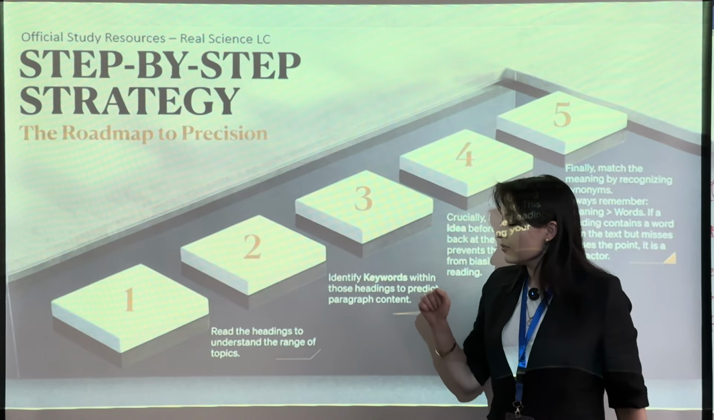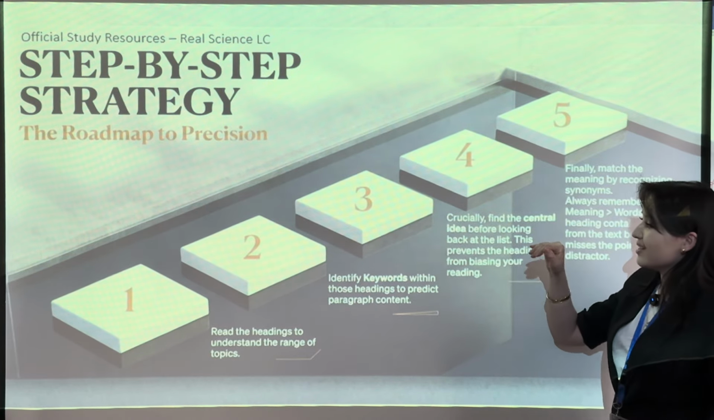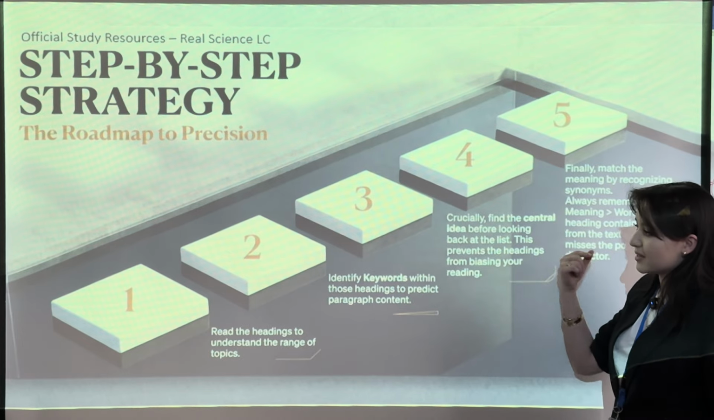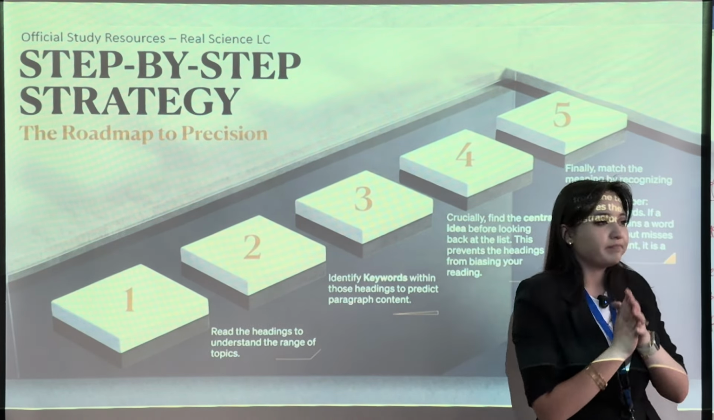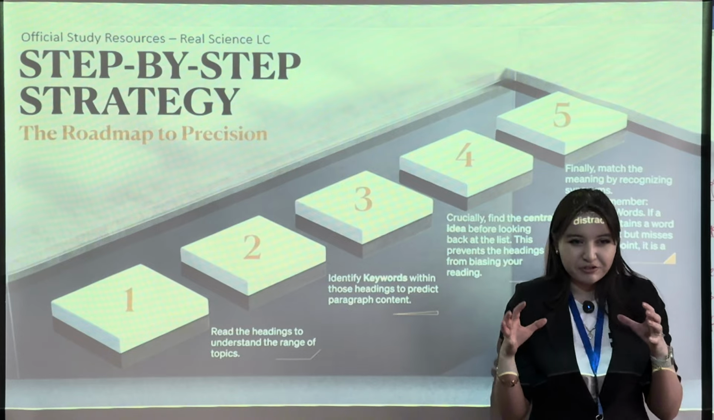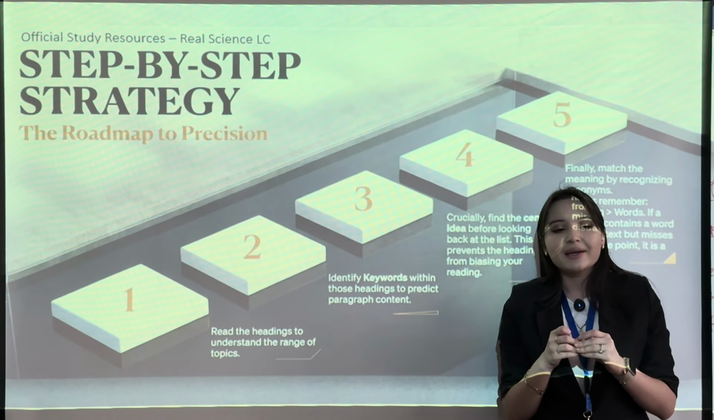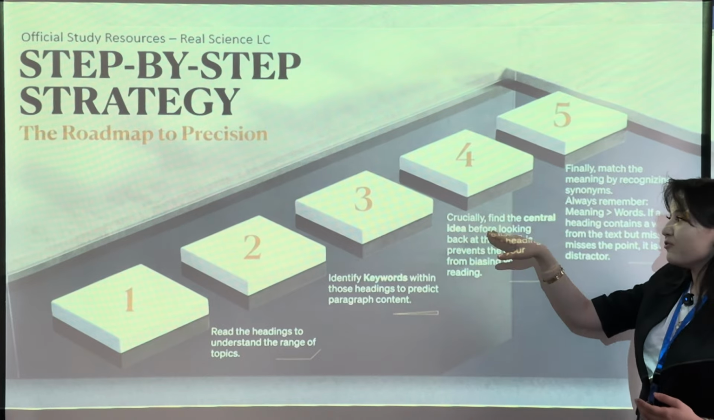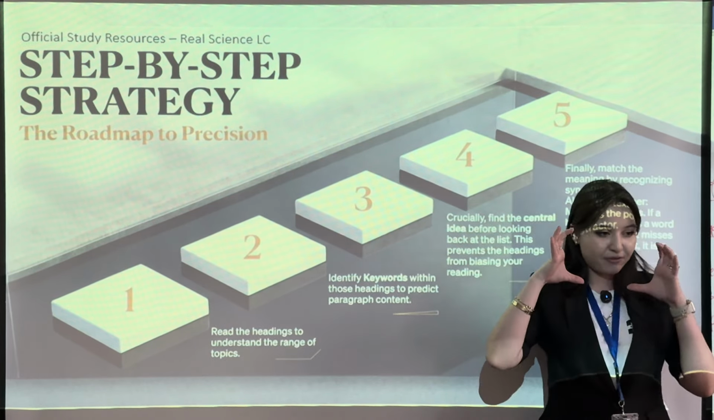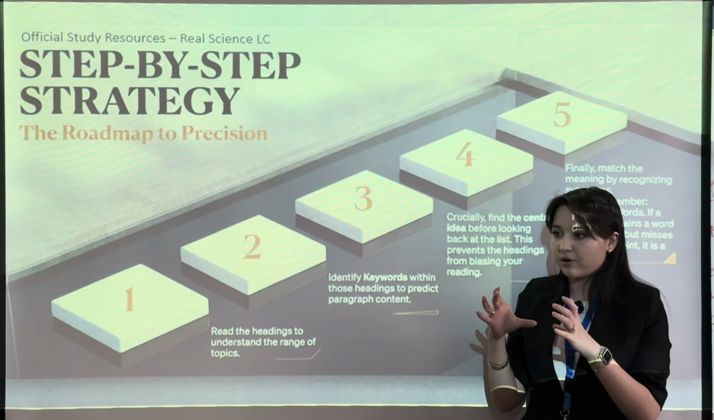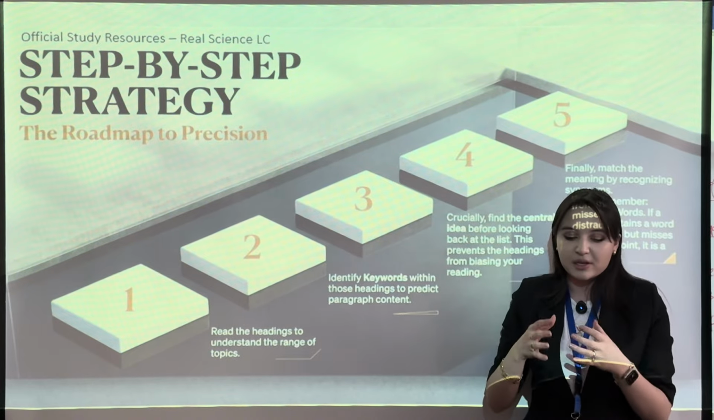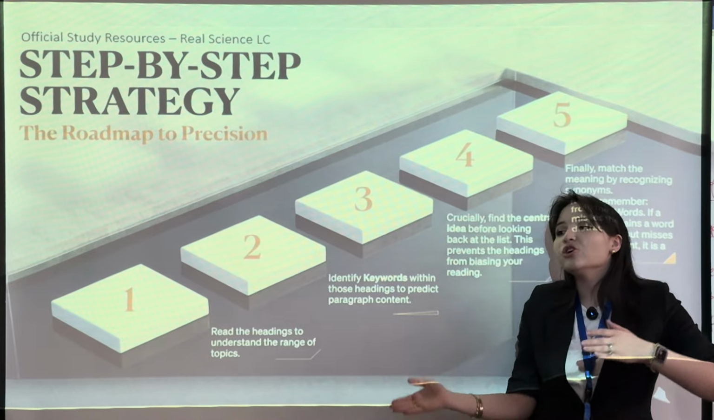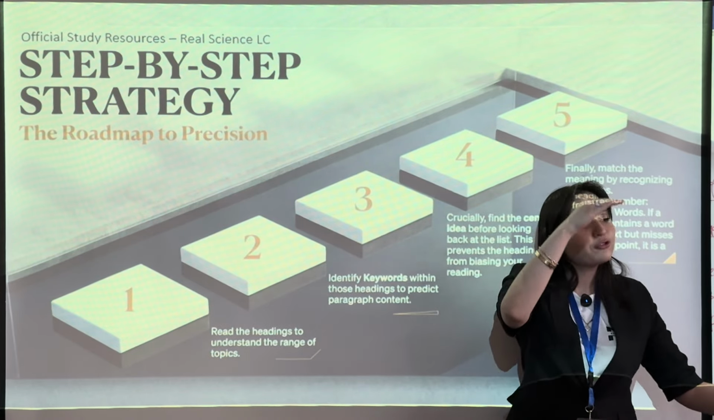Okay, our third step is crucially to find the central idea before looking back at the list. So you have to read the paragraph itself, and this is not about the keywords. As I said, you have to find the central idea before looking back at the list. So you have already read the paragraph, and you have to understand what the idea is, and then you have chosen some topic, and then you go back to the list, and then you look for the topic that you have chosen.